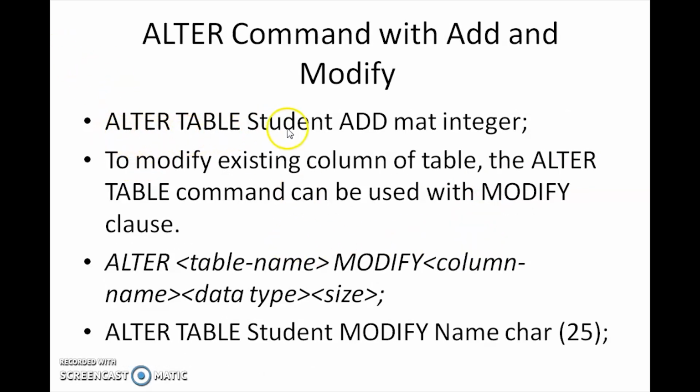Alter table student: I am going to alter the table student. Add max. Already I have Tamil and English, so now I am going to add another new column, max, and I am going to give its data type. So the column name is max, and its data type is integer. Next let us see modify.